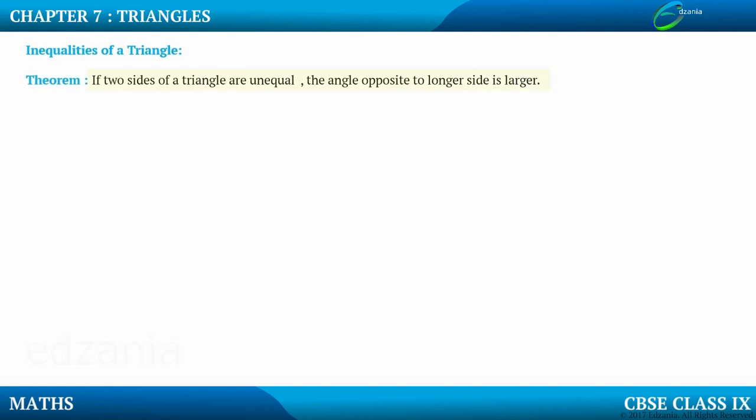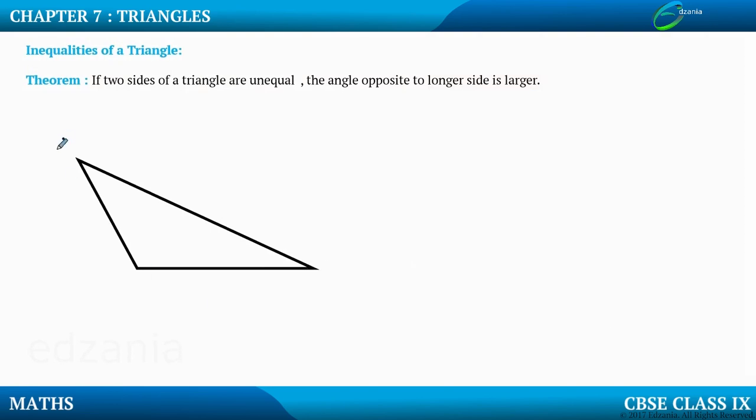Now first of all, I need to consider a triangle. So let this be a triangle. Let me name this triangle. Suppose triangle ABC. Let me take three sides of this triangle. Let side AC be say 15 centimeter. Let side AB be say 9 centimeter. And let side BC be say 12 centimeter.